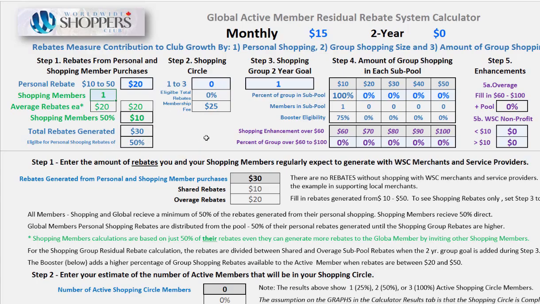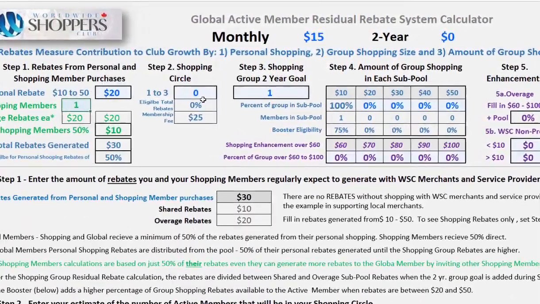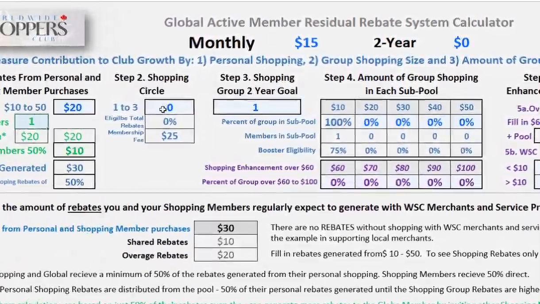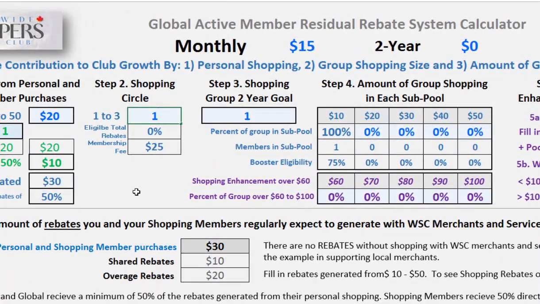Now, what you want to do next, it says estimate the number of active members that will be in your shopping circle. Well, right now you've got 0, and that's why you're there. So say you had 1. If you had 1, that means you would get 25%. Or if you get 2, that means you get 50% of all the rebates that you're eligible for. And if you get 3, then you're going to get 100% of all the rebates you're eligible for, and that is going to make you free.